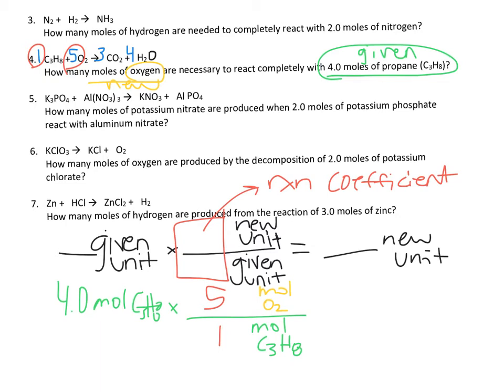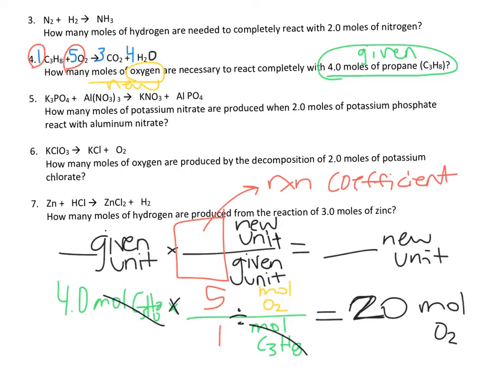Then we do our math. We multiply the top numbers and divide by the bottom. 4 times 5 is 20 moles of oxygen, making sure that the moles of C3H8 cancel out. So 20 moles of oxygen is what we're going to need in order to completely react with 4 moles of propane.